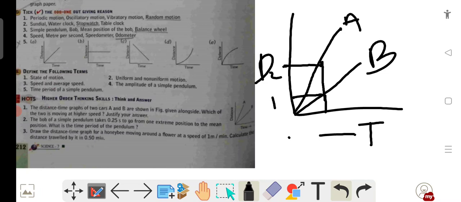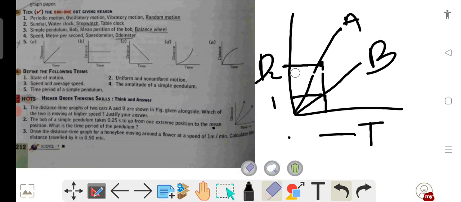Now the second question: the bob of a simple pendulum takes 0.25 second to go from one extreme position to the mean position. What is the time period of the pendulum? The movement of the bob from one extreme position to the mean position. I repeat it, the movement of the bob.